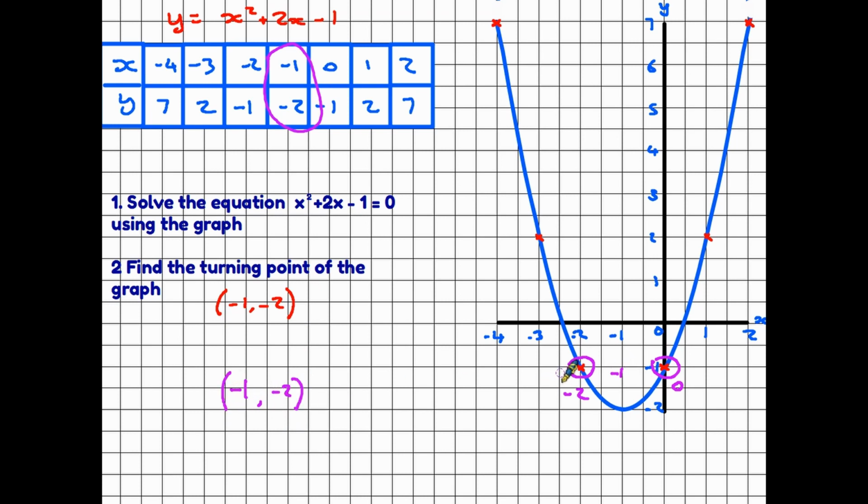So to summarize again: if you need the turning point and you don't have an x already marked there, find an opposite pair, look at their x coordinates, and using those, in this case 0 and -2, you are looking for the center point, which is -1. That gives you the x coordinate. Put that into the equation and you will find the corresponding y coordinate, and that is your turning point.